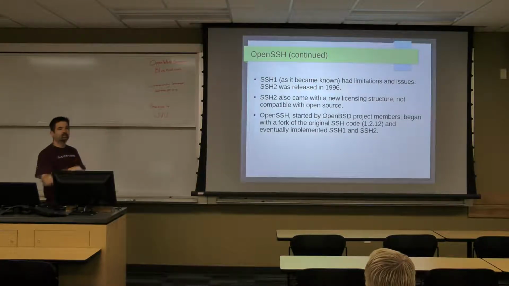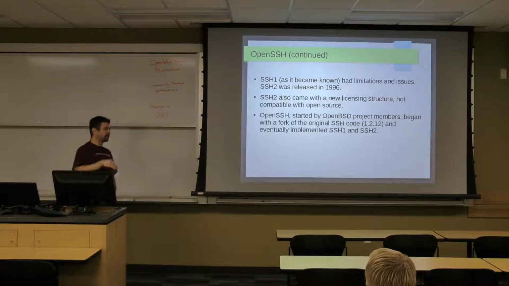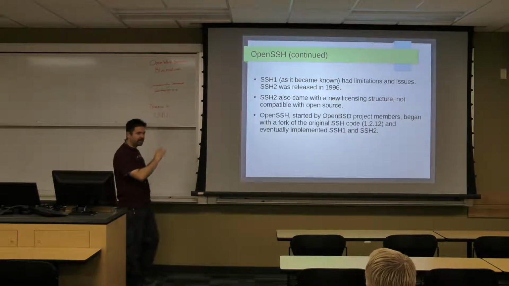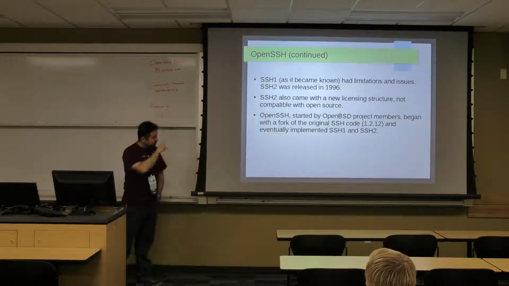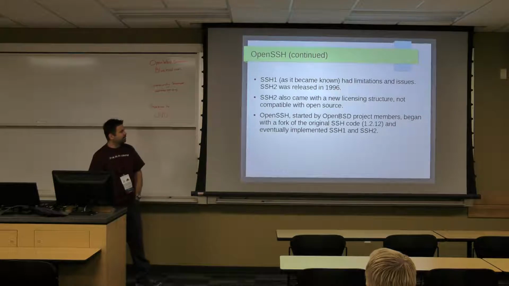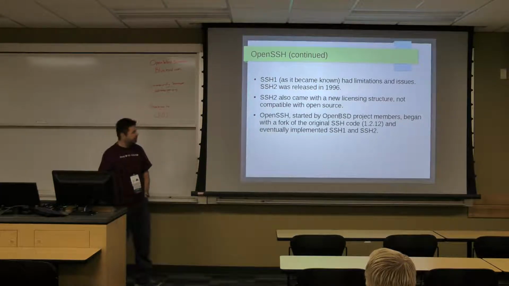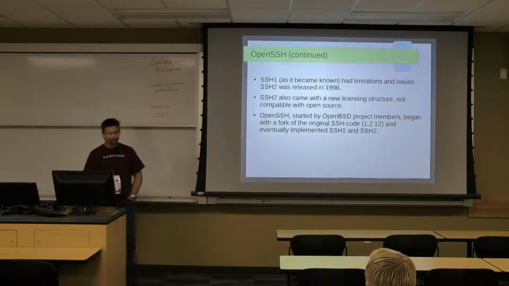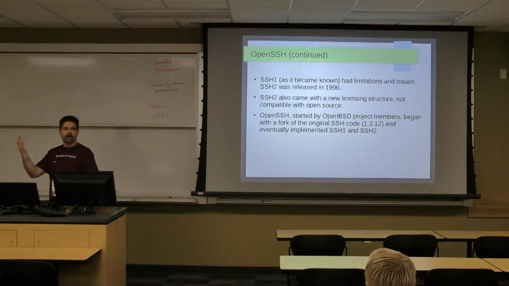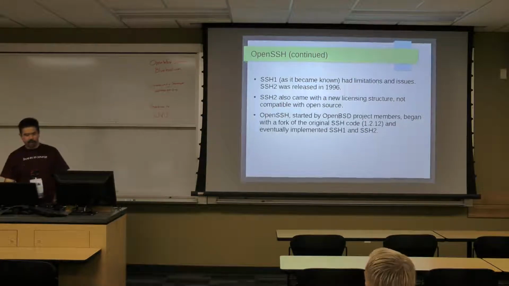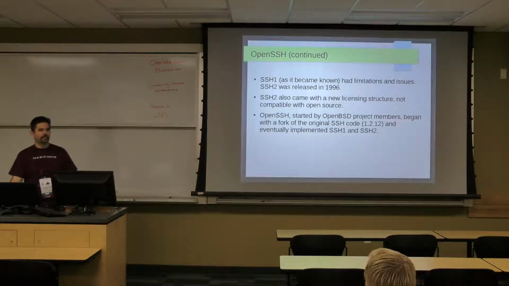So the OpenBSD folks took an older version of SSH that didn't have any kind of licensing issues, and they said, we're going to create a new project called OpenSSH based on that, and they implemented the protocol and everything that had been implemented in SSH after that. And now OpenSSH is distributed and used far more widely than the original SSH.